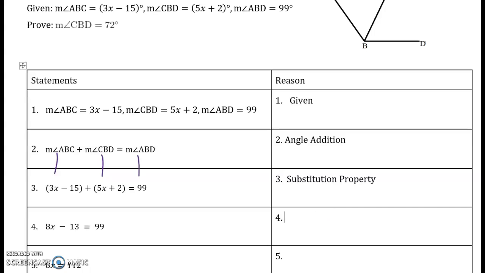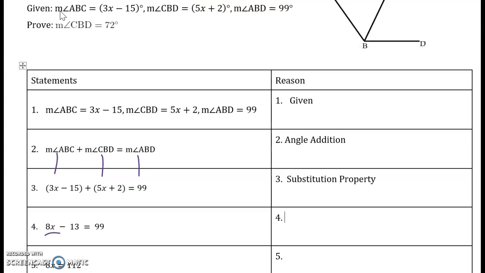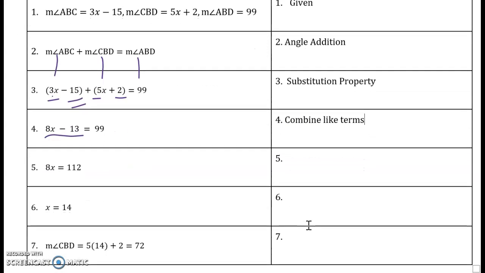Now, if we look at the next piece, we're looking at our 3x minus 15, 5x plus 2. That somehow becomes 8x minus 13. Well, what happened? Simple. 3x and 5x added up to 8x. Negative 15 and positive 2 added up to negative 13. Okay? In layman's terms, we combined like terms.